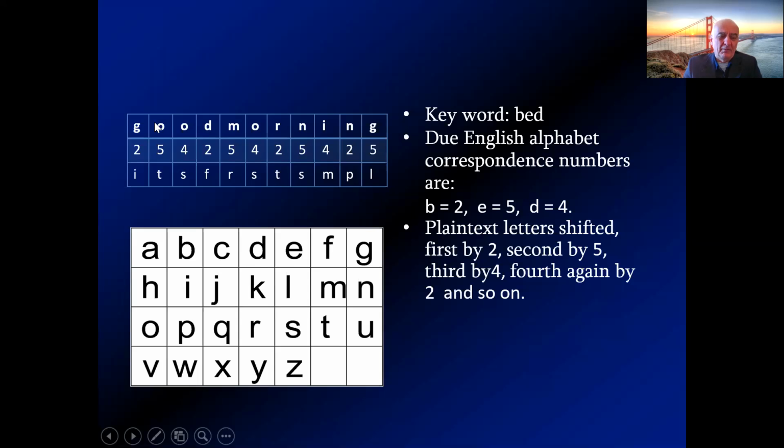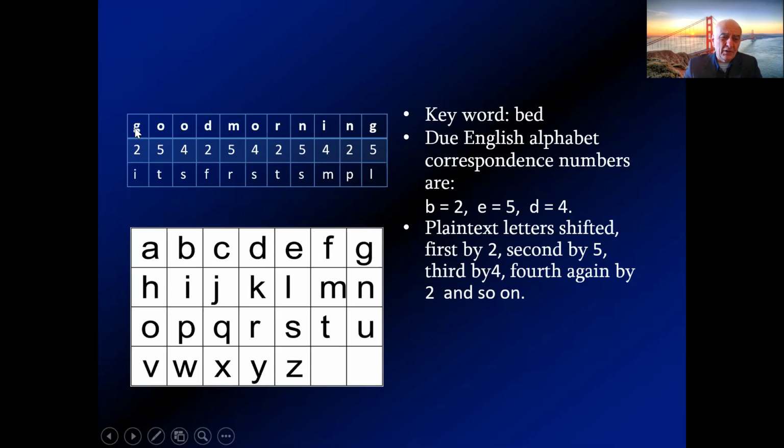For example, we want to cipher "good morning." And we have a keyword. Let this keyword be "bed." And we are writing this word below the plain text, and the plain text here is "good morning." And we are writing it continuously. And we converted it into numbers. B is 2, E is 5, D is 4. And we're writing it down below.